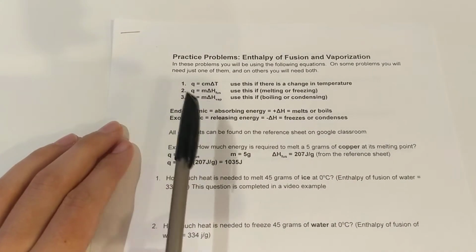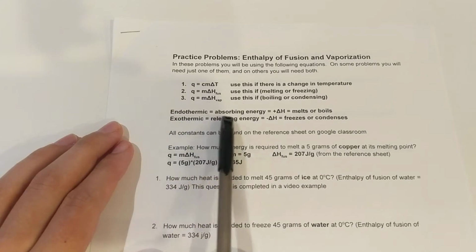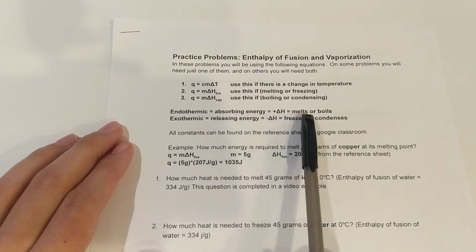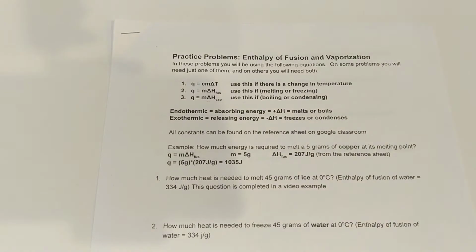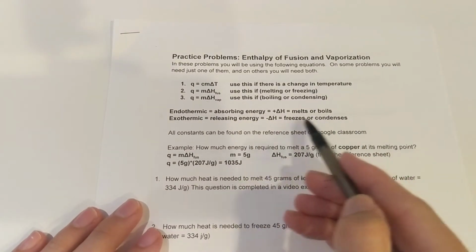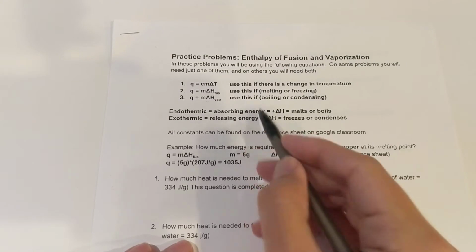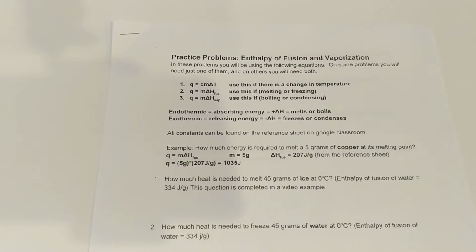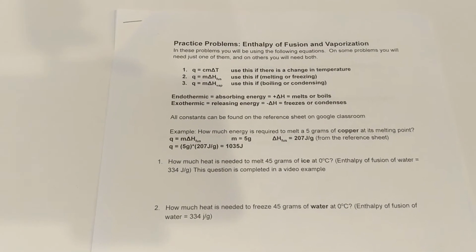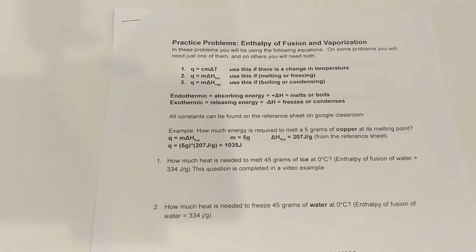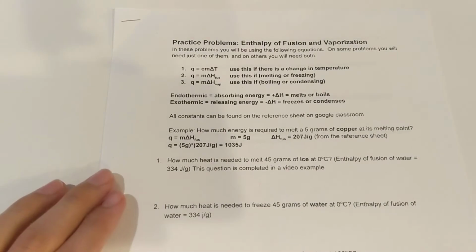Now we have to take into consideration whether it's going to be absorbing that energy. So if it's melting or boiling, it'll be a positive change because it's absorbing the energy. But if something's freezing or condensing, that'll be exothermic because it's releasing the energy, so we're going to have a negative change there. So let's jump directly into some of these questions and look at how we're going to solve them and some keywords we're going to be looking for.